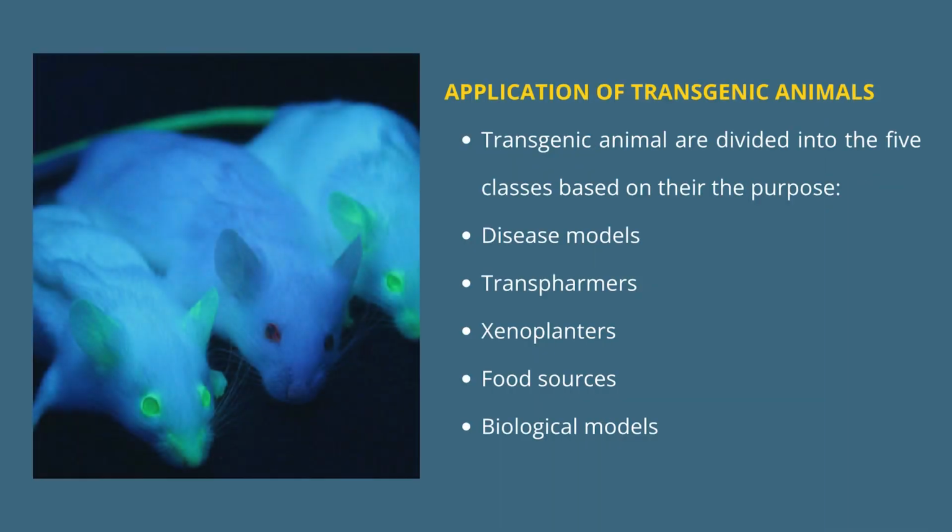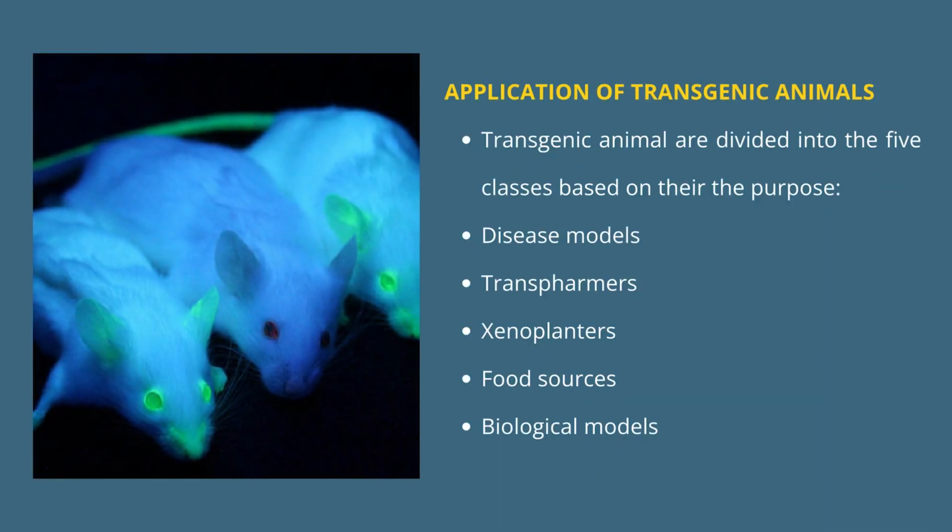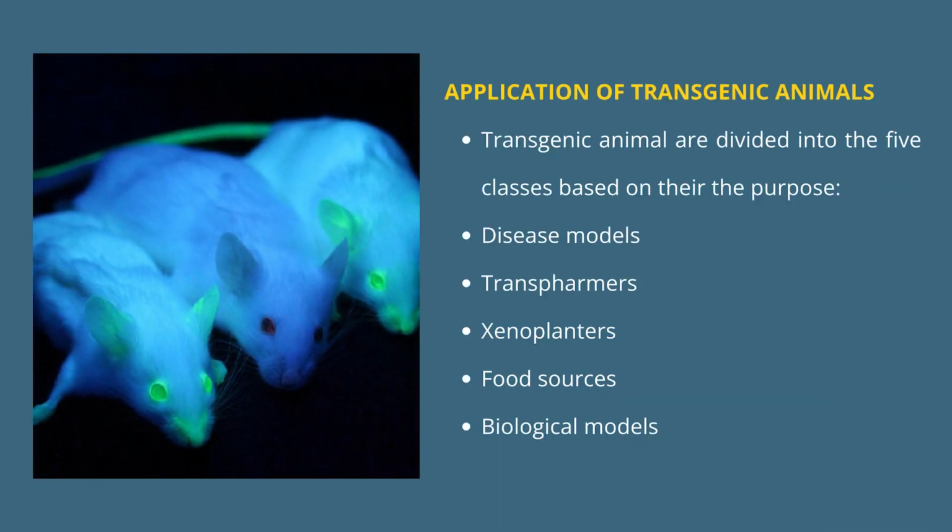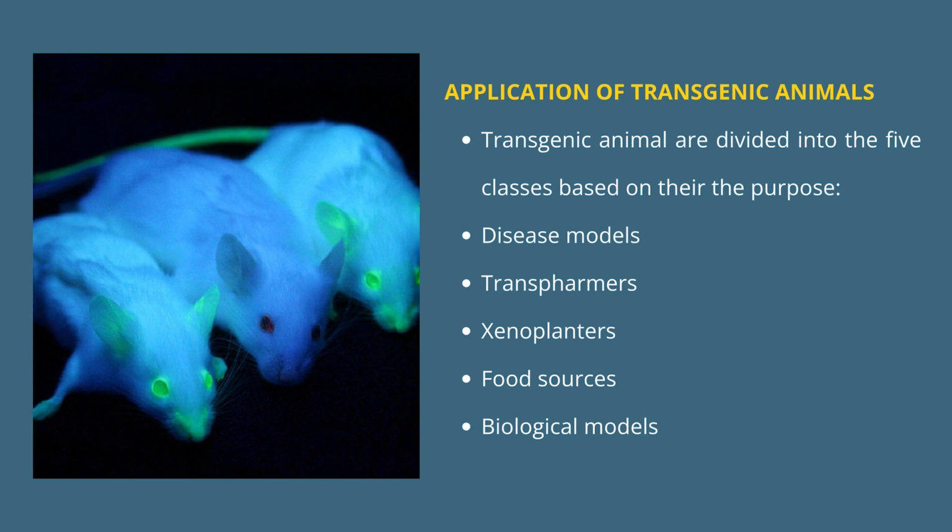Then the application of transgenic animals. Transgenic animals are divided into 5 classes based on their purpose: disease models, transformers, xenoplanters, food sources and biological models. So, these are the 5 purposes of application of transgenic animals. We will take them one by one. First, disease model.